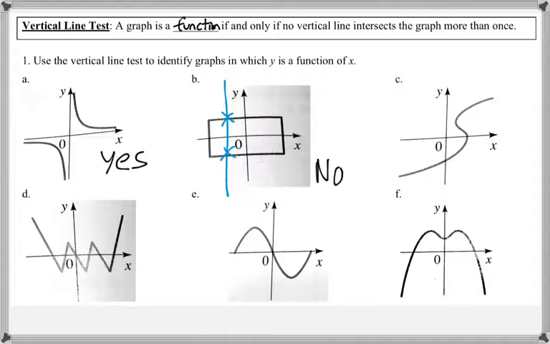With part C, this crosses it more than once. So this is not a function.